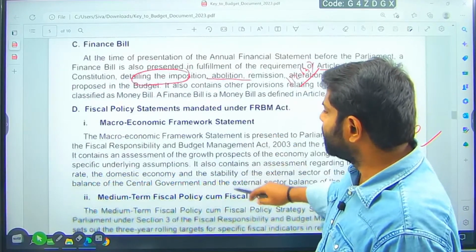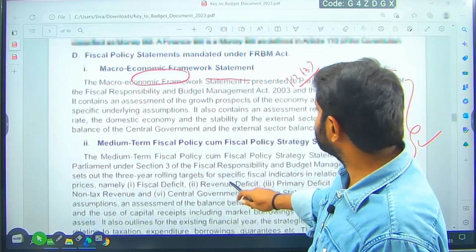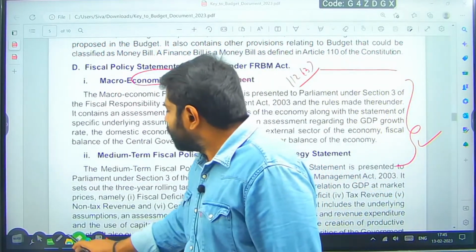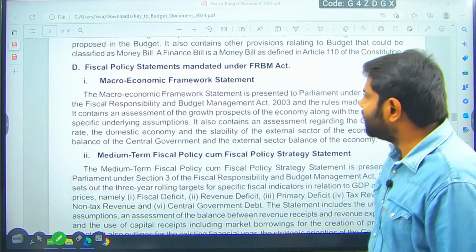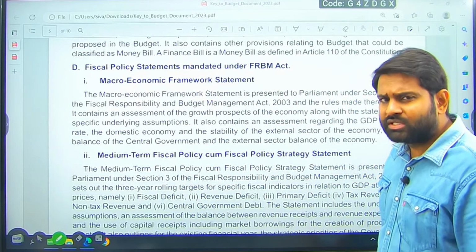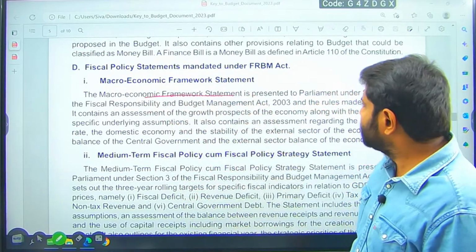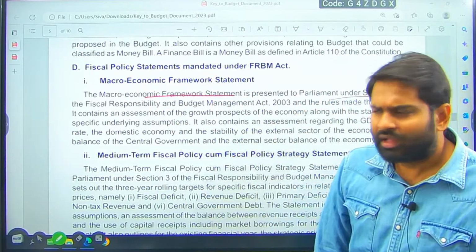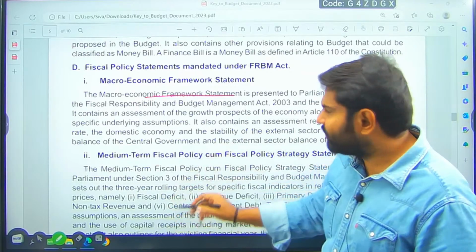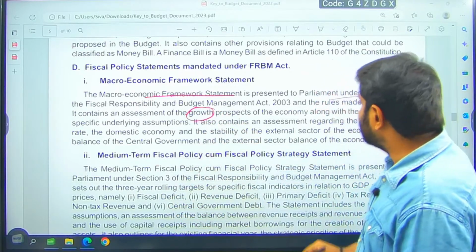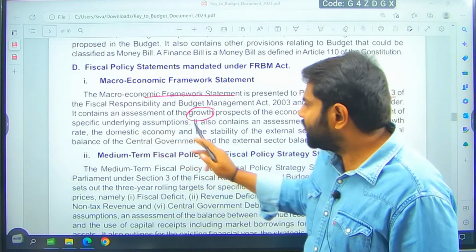Example also, finance bill. As you can see, normally what will be there in FRBM documents? As I said, A.S. Sharma, NK Singh, 2016, 2003, these are the numbers we remember. Macroeconomic framework statement is presented to the Parliament under Section 3 of FRBM Act and rules made thereunder. It contains assessment of growth and economy along with the statement of specific underlying assumptions.